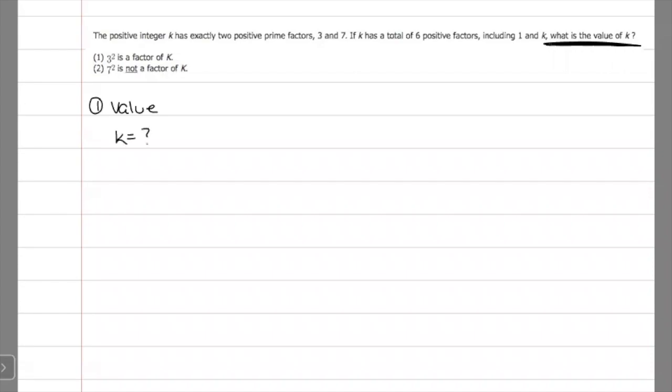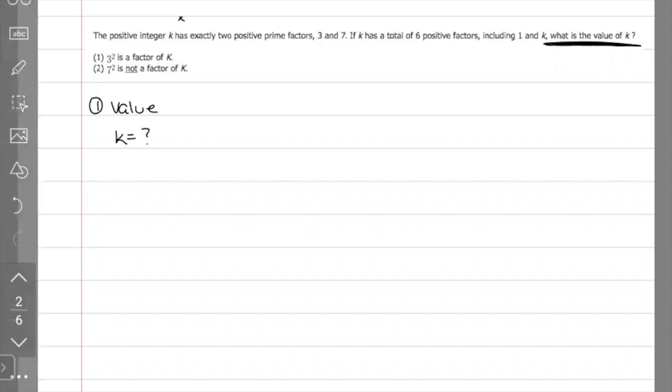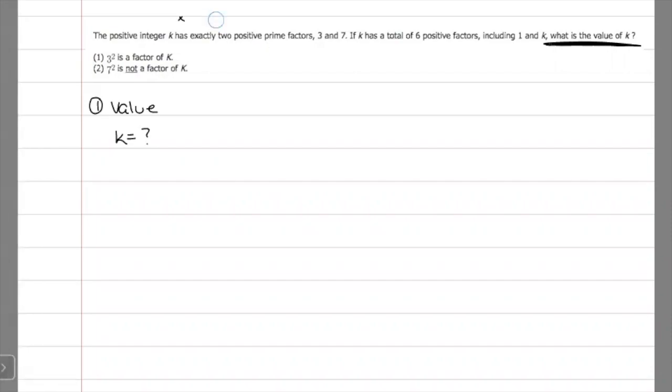And you always want to make a note of what you're looking for, especially when you have multiple variables. So let's say that we were talking about k and another integer x or something. The point is that we don't care about x, we just need to find the k. So you would just want to focus on what you're actually looking for.